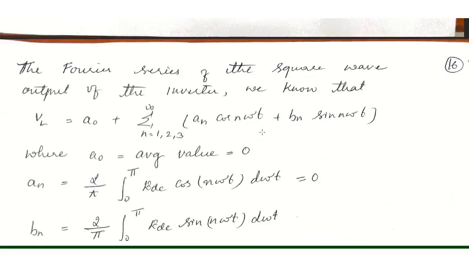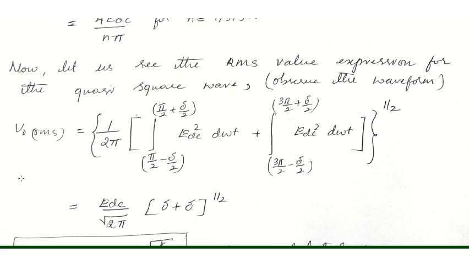We'll go back to the expression here. So the RMS value of the output voltage, we can take for one cycle, that is 1 by 2 pi. The first part of the output, from pi by 2 minus delta by 2 to pi by 2 plus delta by 2, the output is plus EDC, that is EDC squared d omega t, plus the second part, where you have negative minus EDC, so taking the square it will be plus, right?